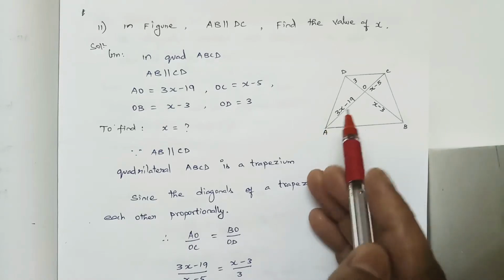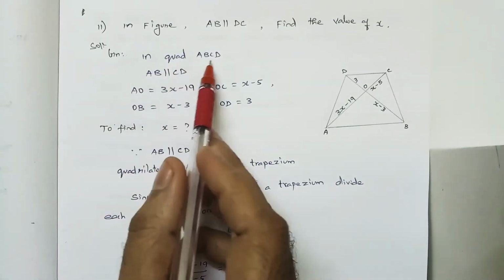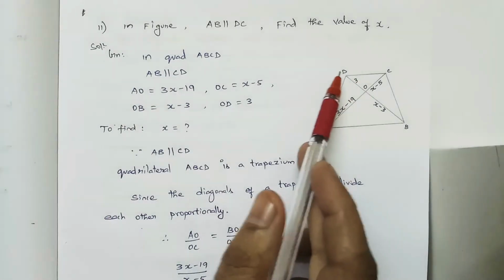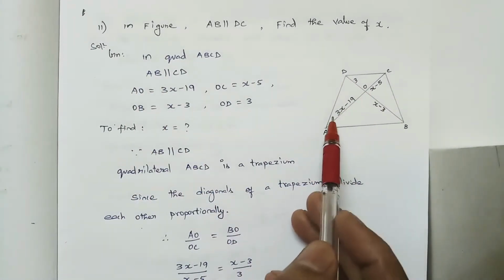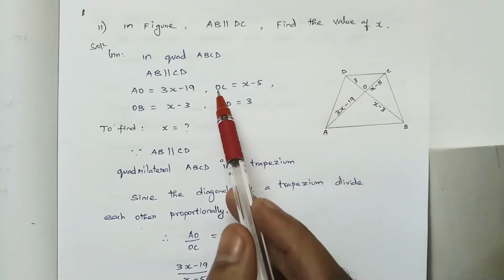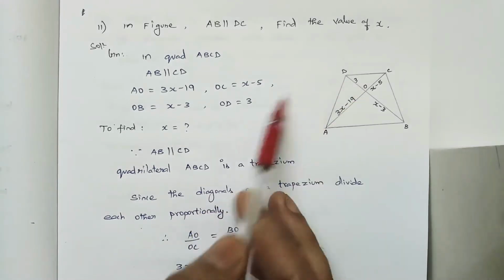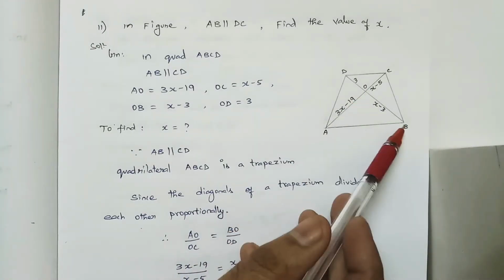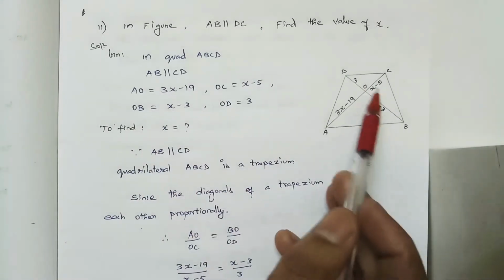Otherwise, you can go with the given. In quadrilateral ABCD, AB is parallel to DC, right? Here AO is equal to 3x minus 19 and OC is x minus 5. OD is equal to 3 and OB is x minus 3, right? I have written the given. To find, we want to find the value of x.